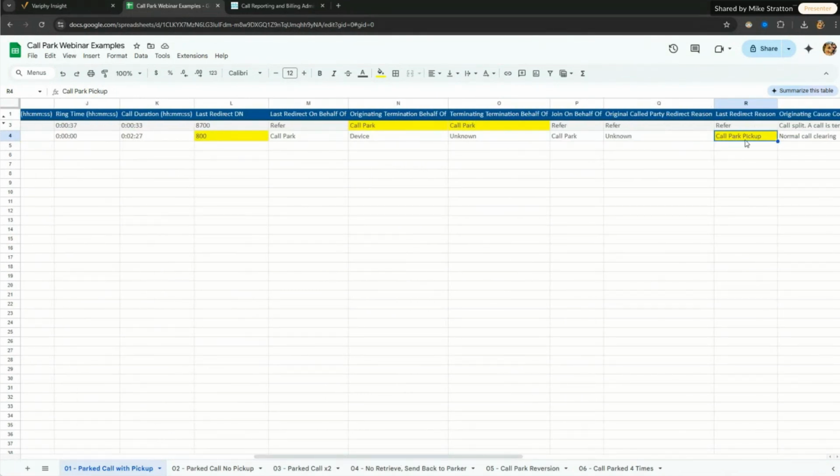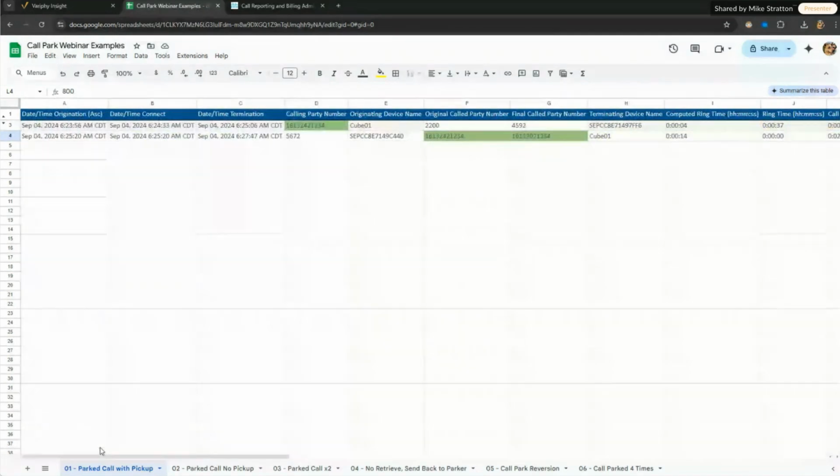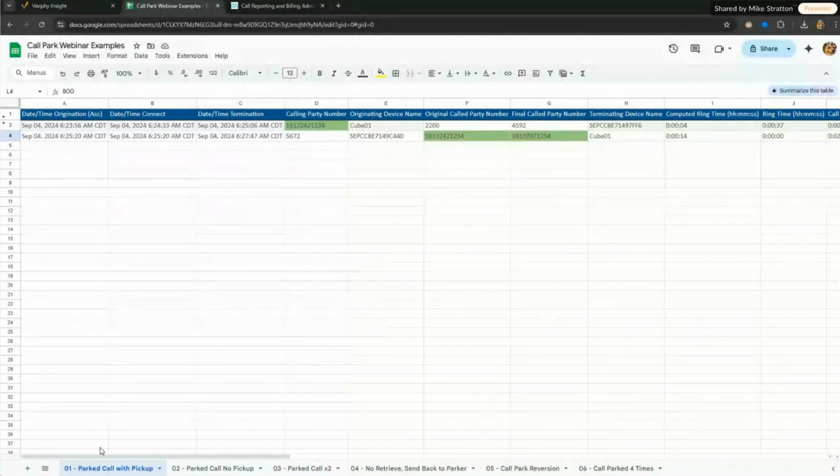So that's, I mean, on a basic call park pickup, we expect a first leg where the termination on behalf of is either call park on the originating or terminating side, or in this case, it should always be both. And then if you want to see who's picking up the calls, your last redirect DN is going to be 800 in this case, but whatever number they're dialing to retrieve the call. And so that is a standard call park with pickup. Like I said many times now, we're missing that middle leg where the caller is sitting on hold.